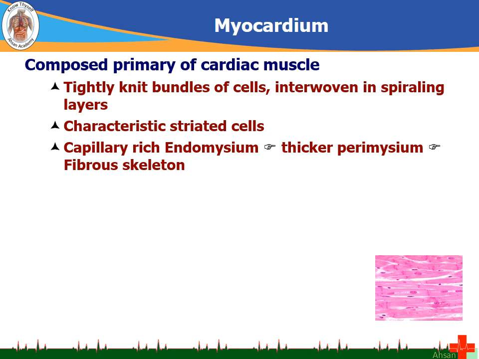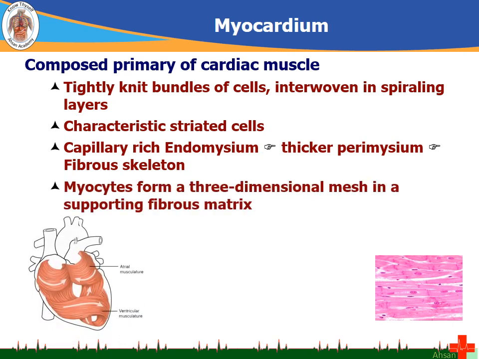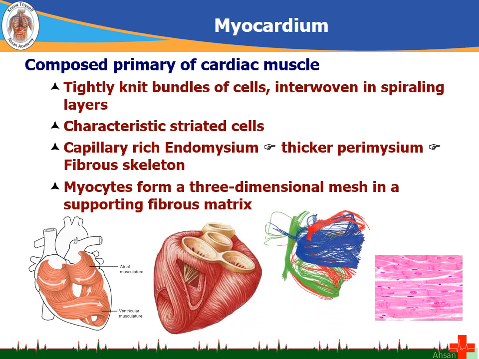When this connective tissue covers a bundle of muscles, it is known as perimysium. This becomes thicker, and this connective tissue is thickened further to form the skeleton of the heart. You see this nature of distribution of the muscles. Muscle fibers are directed in all directions, forming network-like structures. This is showing the directions of muscle fibers, and you can imagine the distribution.